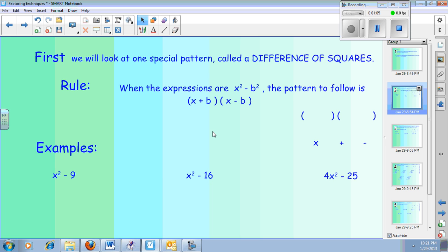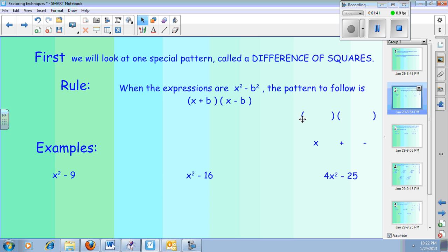And when you factor these, you're going to follow a rule. Maybe you recognized the pattern while you were expanding, but when you have x squared minus b squared, your factoring is going to turn out to be x plus b times the quantity x minus b. So x is your first term square rooted, and b is your second term square rooted. So let's look at these examples and do them together.